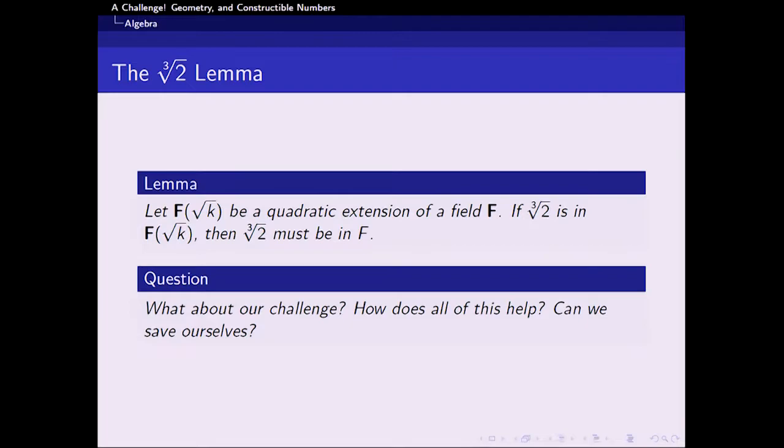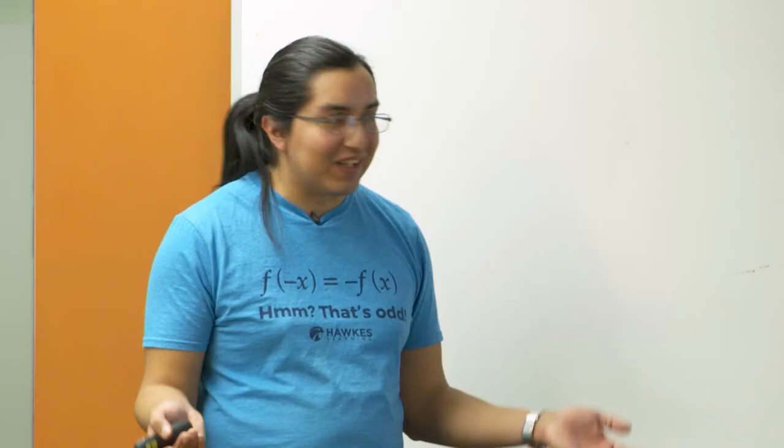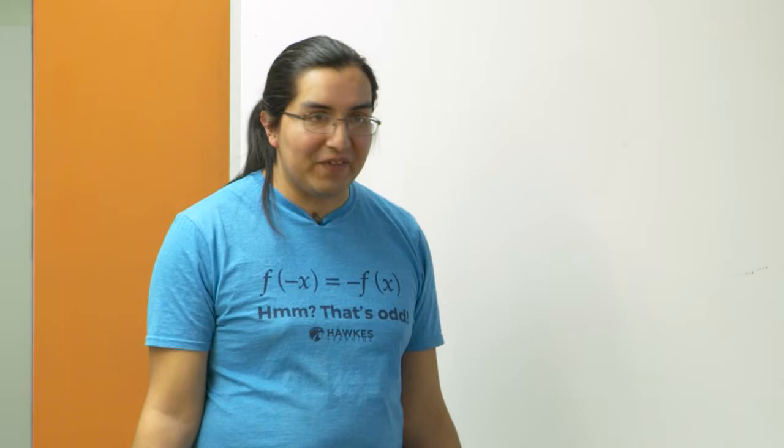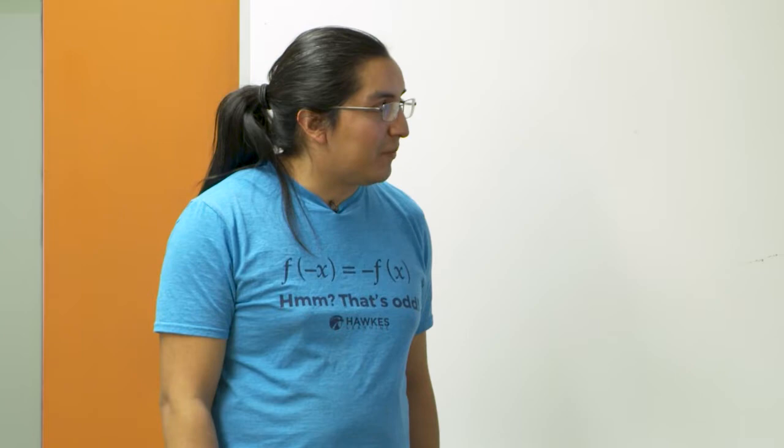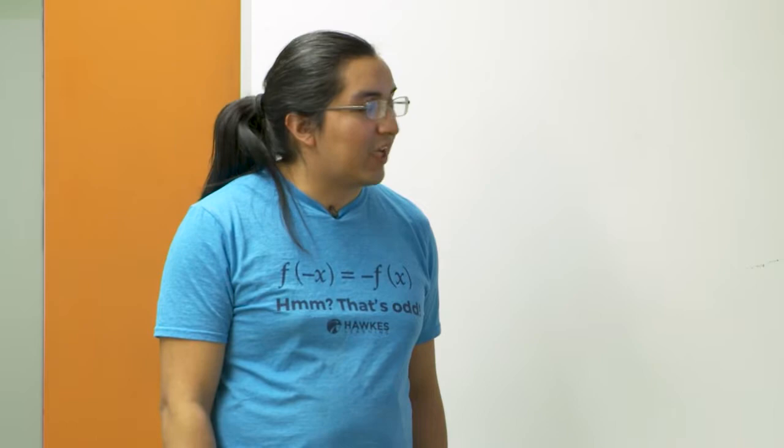what about our challenge? Where are we heading with this? How does this help, if at all? Can we save ourselves? Because we're in the situation where we're currently in Grand Rapids. To answer that, I say that we're kind of doomed.